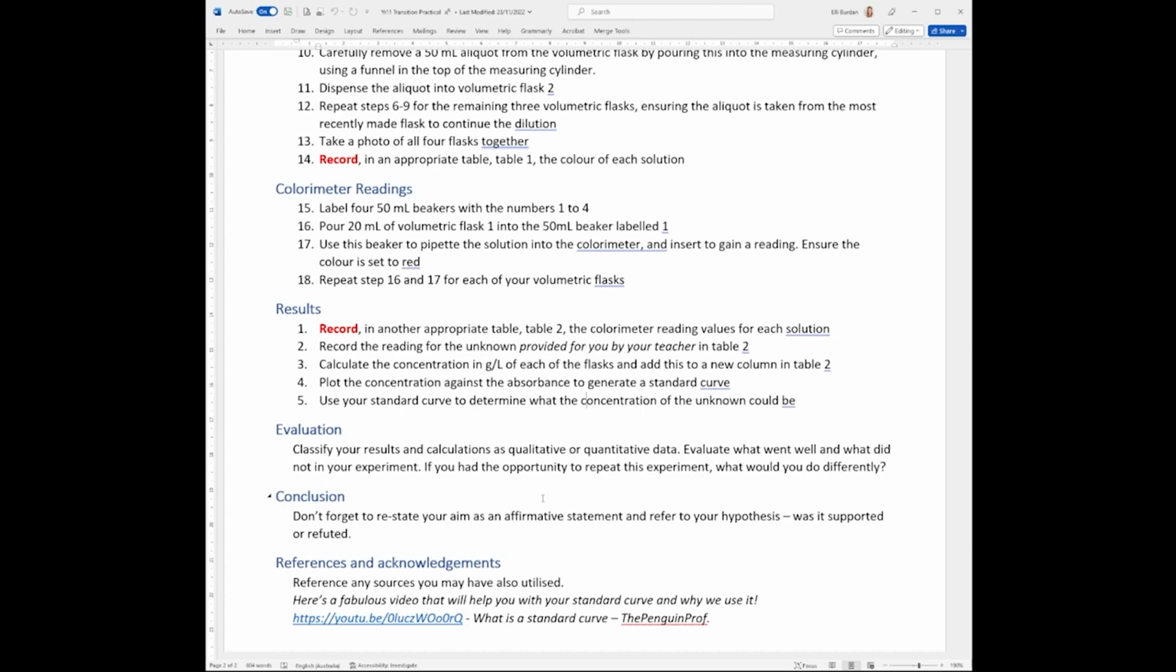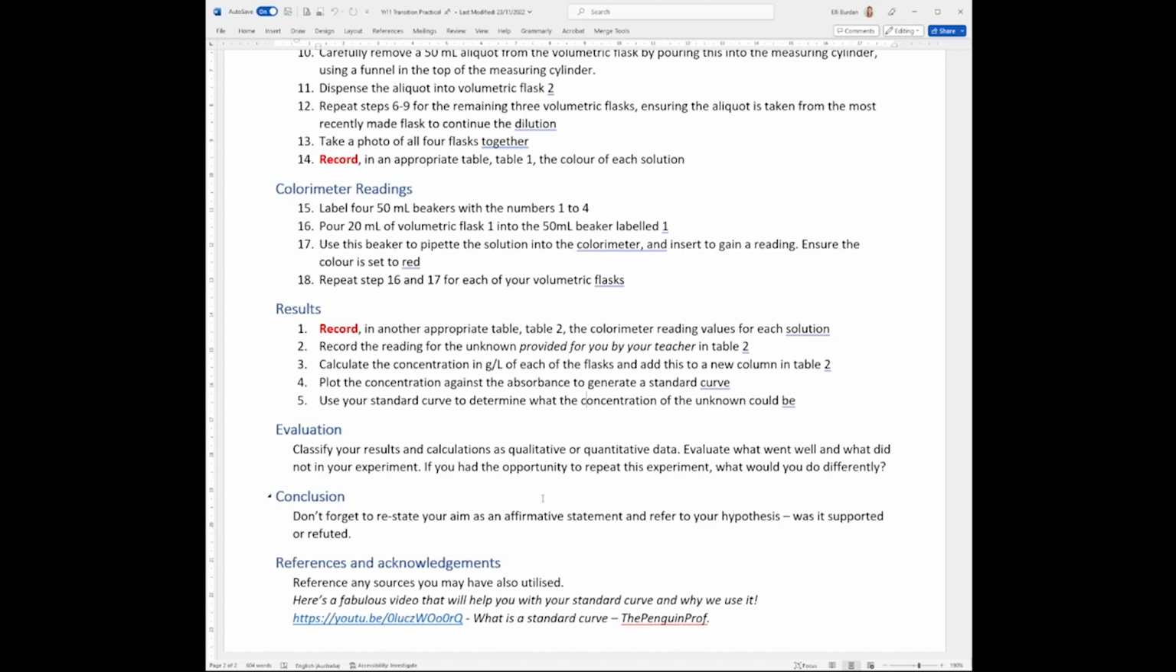Your conclusion, don't forget, when you do your conclusion, you need to restate your aim as an affirmative statement. You need to refer to your hypothesis. Was it supported or refuted? Any further research that you could do here could go there. So any ideas about what you could use this for or how you could implement this procedure. We use this a lot in the labs. This is a common thing that we do to identify an unknown solution. There are references and any sources that you might have used you can pop in here as well.